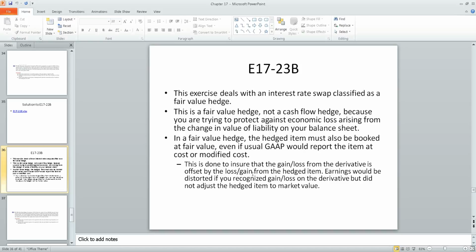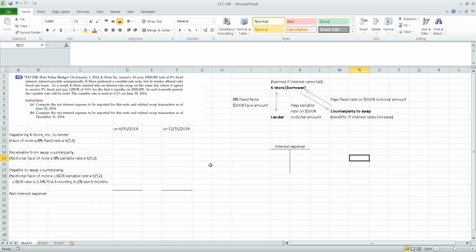If you didn't have this symmetry between recognizing gains on the derivative as well as gains on the hedged item, then you would have distortion in earnings. But having this linkage here ensures that the effect of the hedge on net income washes out. Okay, so let's take a look at exercise 17-23B.